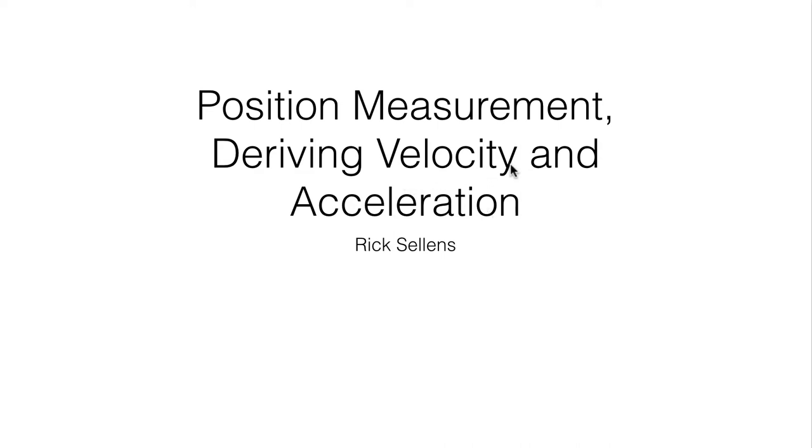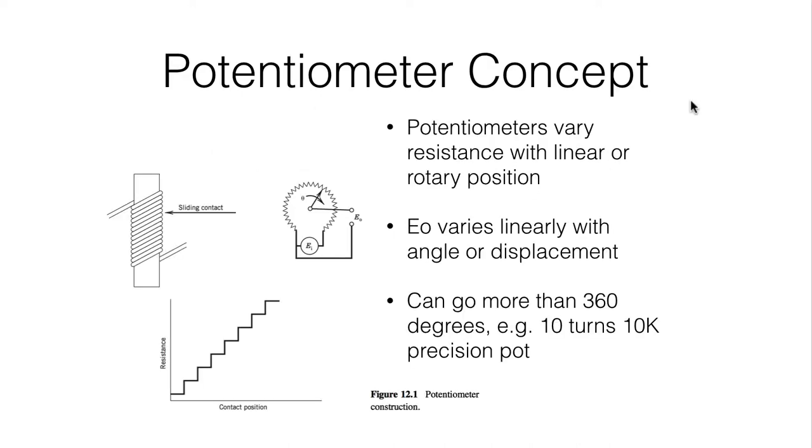Because velocity is just the slope of the position with time. It's a derivative with time of the position measurement. And the acceleration is just a time derivative of velocity. So let's look at how we can get that data.